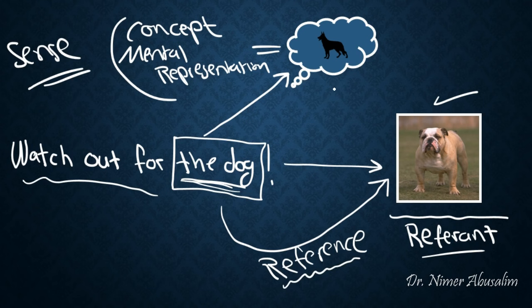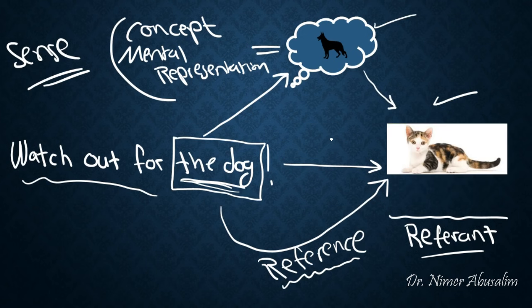So I know, for example, just by knowing the sense of the word dog, that this is a dog. And I also know that this is not a dog, just because I know the sense of the phrase dog or the word dog. This would not be a dog. So really, the sense of an expression determines what can and what cannot be a representative or a referent of the word dog.